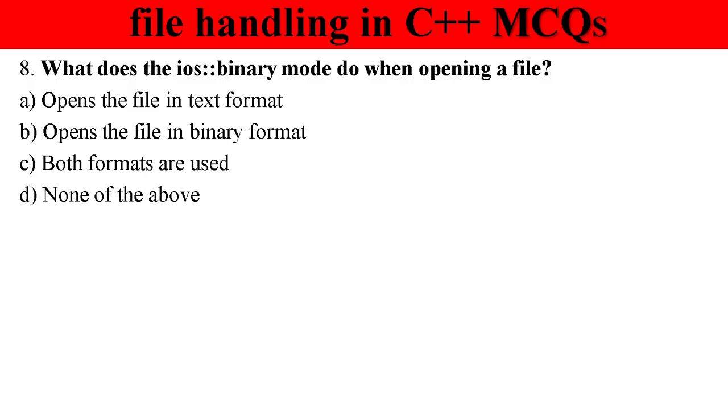Question number 8. What does the ios::binary mode do when opening a file? A. Open the file in text format. B. Open the file in binary format. C. Both formats are used. D. None of the above. The correct answer is open the file in binary format.